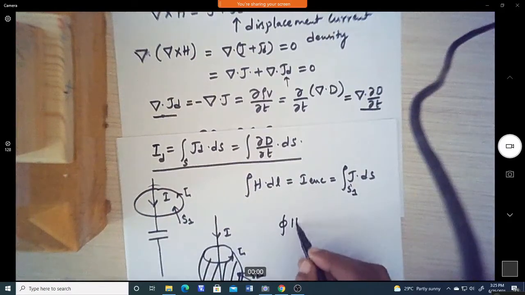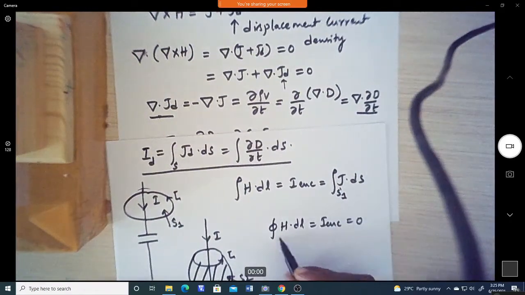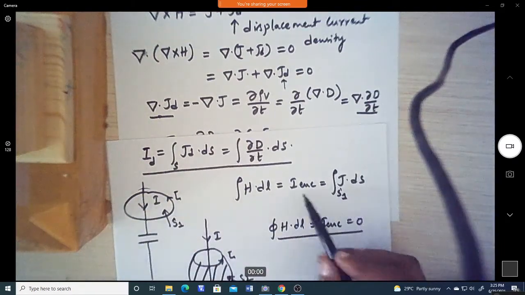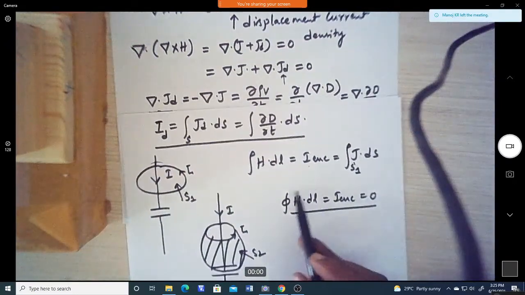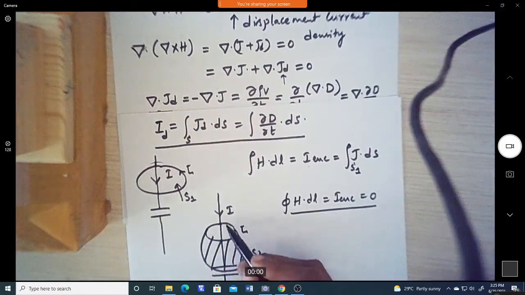Now we can see here that since there is no conduction current on this surface, we can write H dot dl equal to I, which is equal to 0. Since only the conduction current exists on the conductor, on this surface it is equal to 0. But if we take surface 1, which encloses the current, that is equal to I enclosed. So this equation needs to be modified, because in this case there is a displacement current.